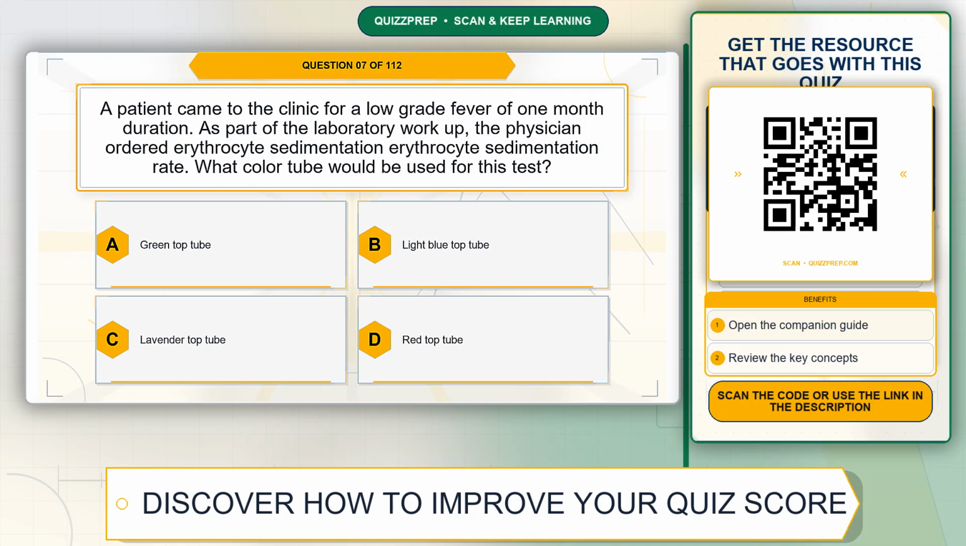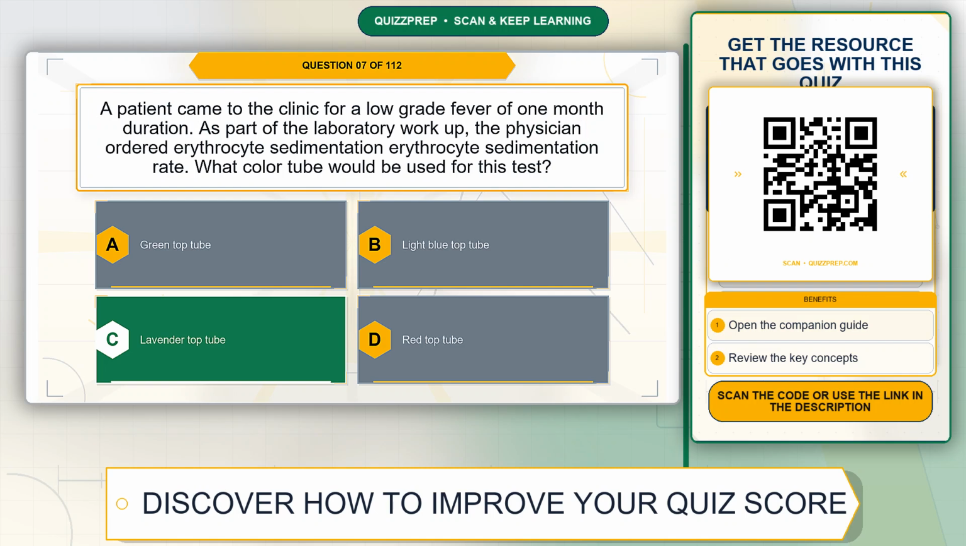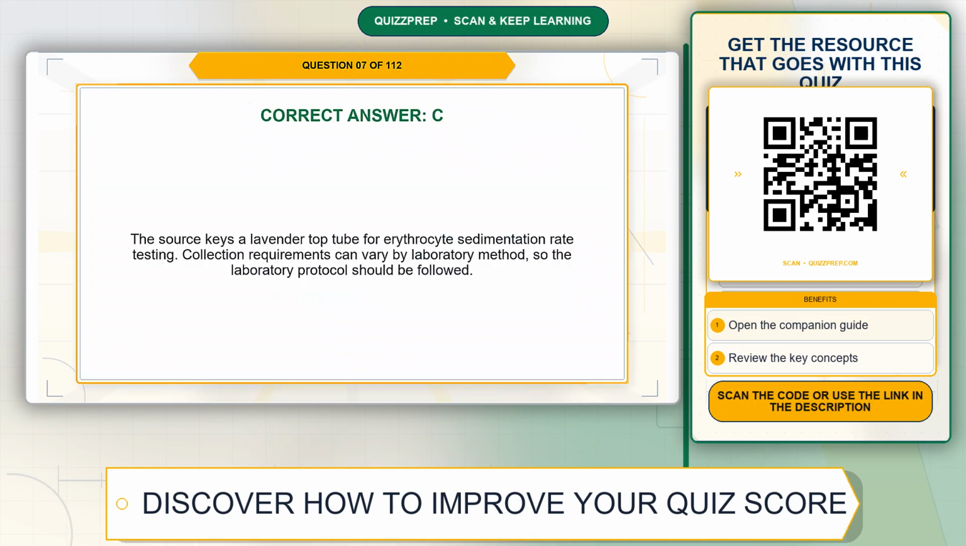Question 7. A patient came to the clinic for a low-grade fever of 1-month duration. As part of the laboratory workup, the physician ordered erythrocyte sedimentation rate. What color tube would be used for this test? Option A. Green top tube. Option B. Light blue top tube. Option C. Lavender top tube. Option D. Red top tube. The correct answer is Option C. Lavender top tube. Explanation. The source keys a lavender top tube for erythrocyte sedimentation rate testing. Collection requirements can vary by laboratory method, so the laboratory protocol should be followed.